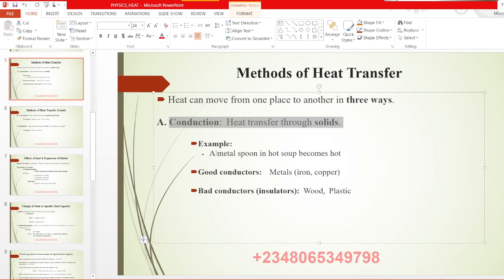Let's look at an example. When you put a metal spoon in a hot soup, it becomes hot. The soup is hot, you are putting a metal spoon in it. You can try it at home. You realize that the spoon suddenly becomes hot. There is transference of heat from that hot soup to that metal spoon, and so it becomes hot. So a metal spoon is a good conductor.